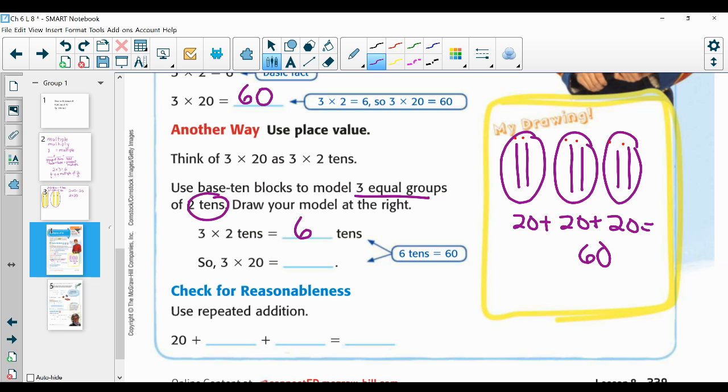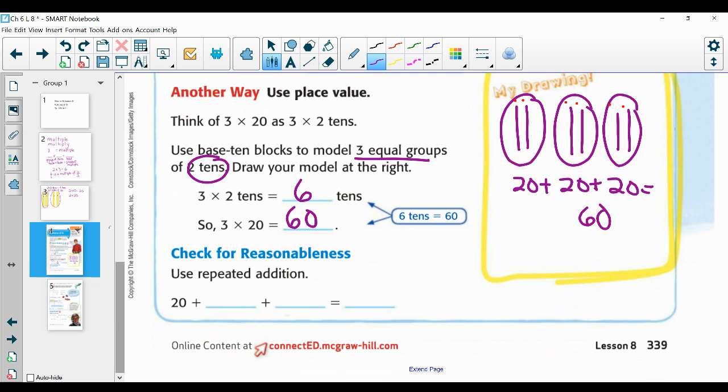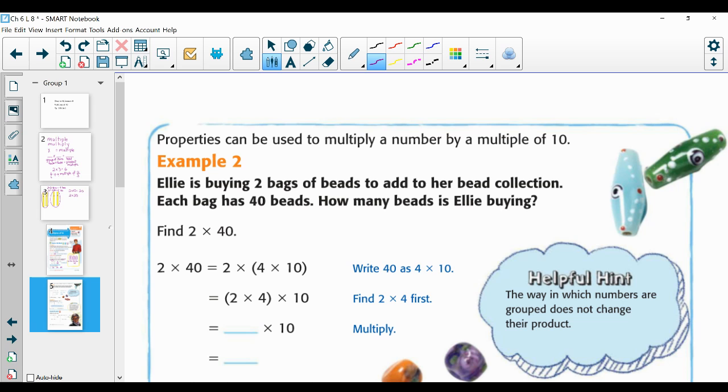So 3 times 20 is 60. 6 tens is 60. So let's check for reasonableness. Let's use repeated addition. Look, I did right here. 20 plus 20 plus 20 equals 60. Oops, I almost wrote 64. There you go. Okay, next page.